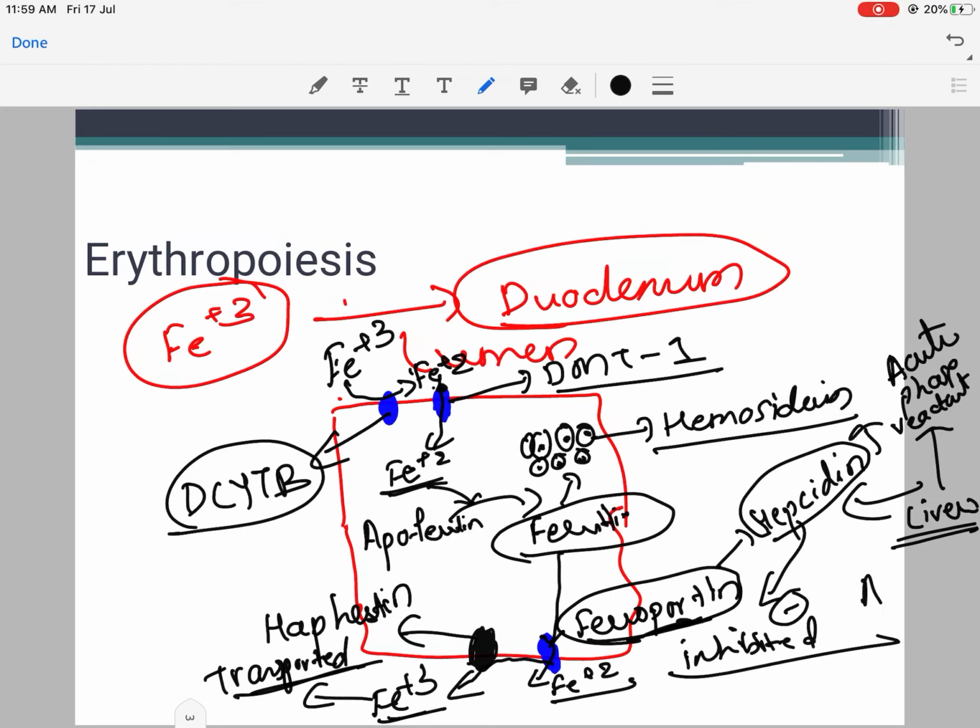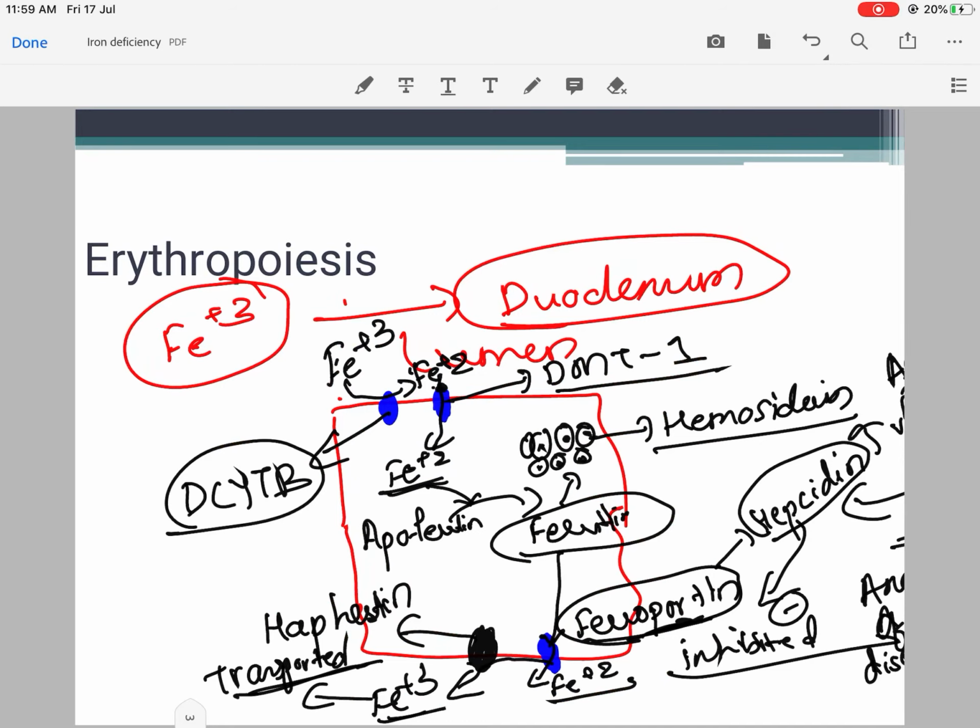This results in anemia, which is called anemia of chronic disease. So the mechanism of anemia of chronic disease is that there is elevation in hepcidin level, which causes inhibition of ferroportin, which in turn results in decreased iron absorption.